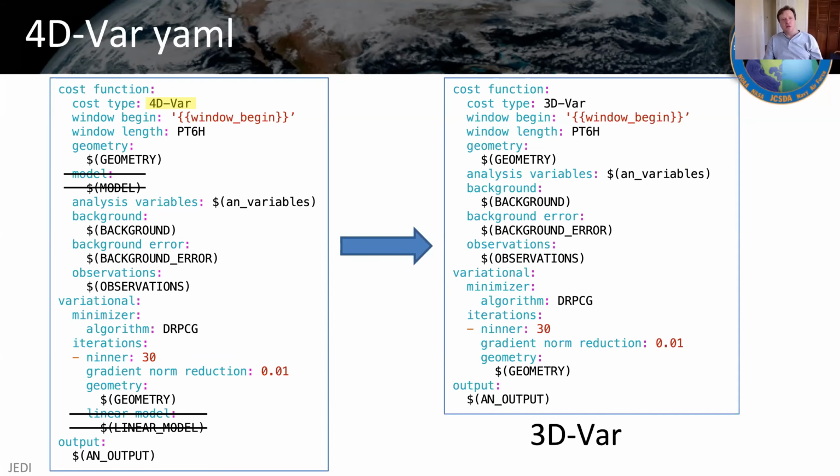Now, if you want to go from 4D-Var to 3D-Var, there's not a lot that changes in this YAML file. You change the cost function at the top here, 4D-Var becomes 3D-Var, and you just remove the model and the linear model because they're not needed in 3D-Var. But the rest really stays the same. So I know at the moment the YAML files are a bit long, but if you start thinking of them in that way, and try to abstract a little bit what is specific, what is generic, they become a lot simpler, even though they're a bit long.